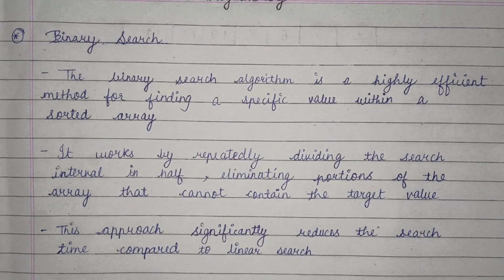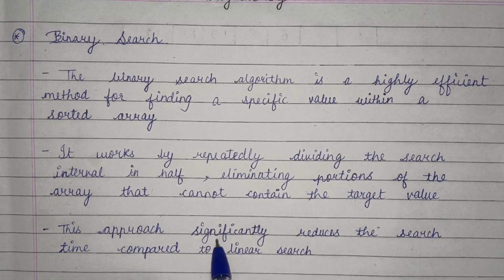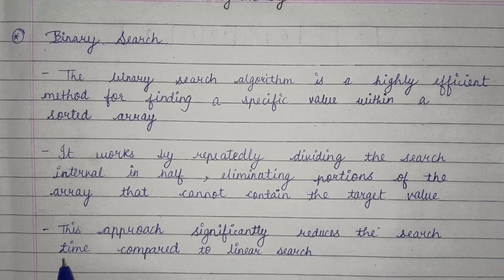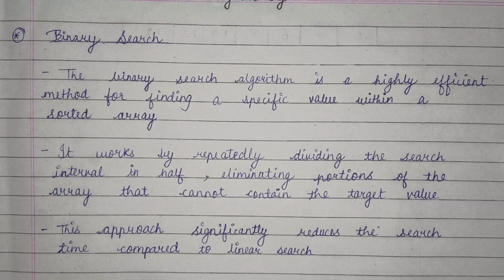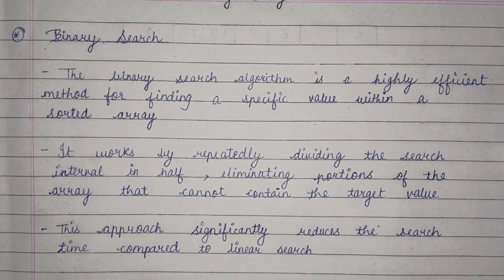If the value is possibly present in the second half, then we eliminate the first half and search in the second half only. The next point is that this approach significantly reduces the search time compared to linear search. So it is faster than linear search. In linear search we have to go to each and every element and see whether it matches the target or key value.